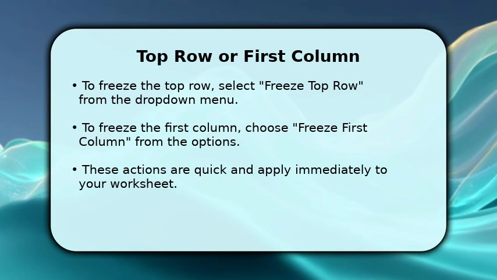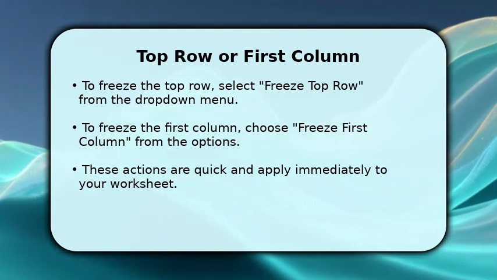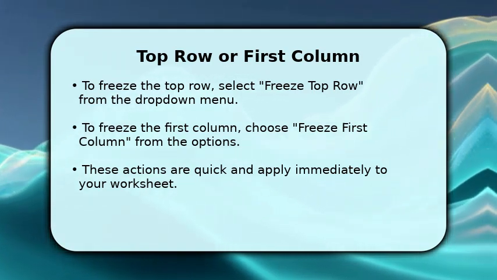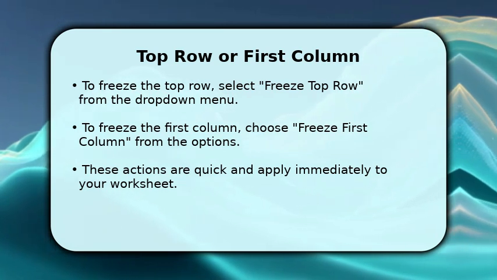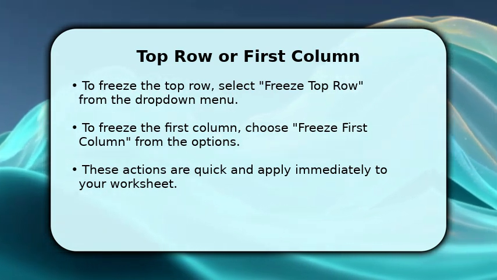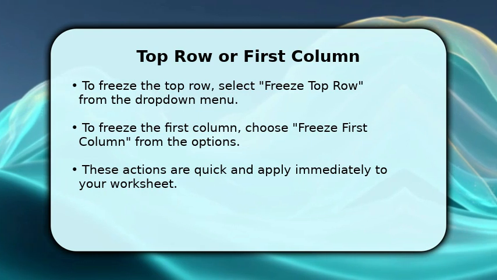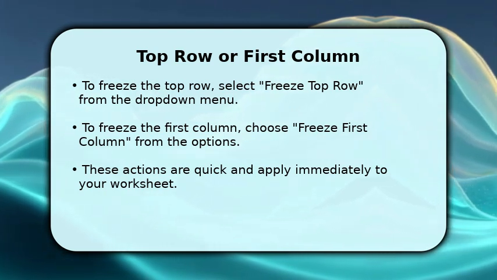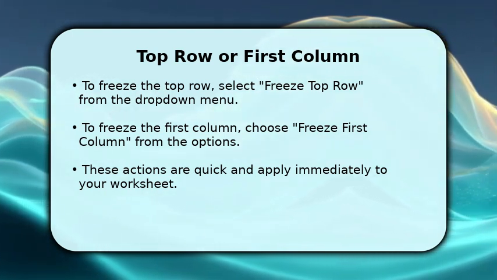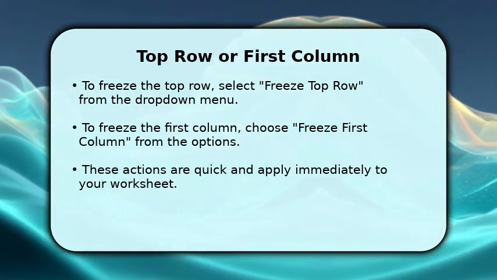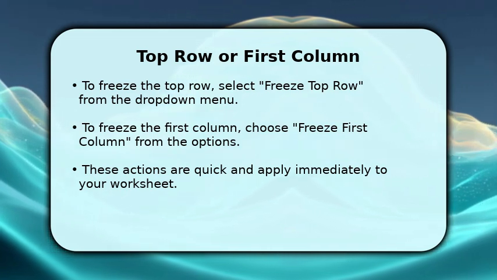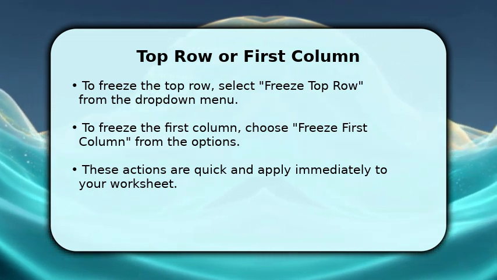To freeze just the top row, simply click Freeze Panes and then select Freeze Top Row. Instantly, your header row will stay put as you scroll down. Similarly, if you need to keep your first column visible, perhaps for unique identifiers, choose Freeze First Column. This ensures that crucial data remains in view, no matter how far right you scroll.